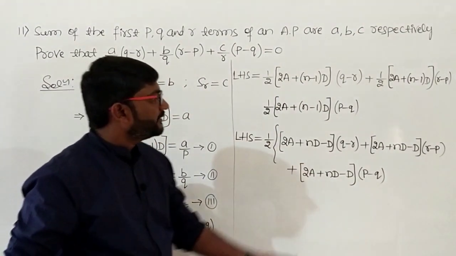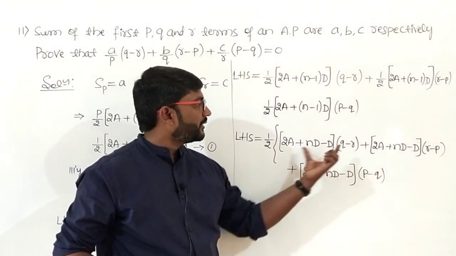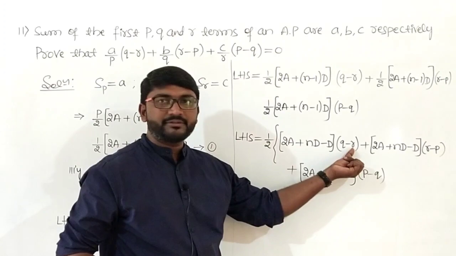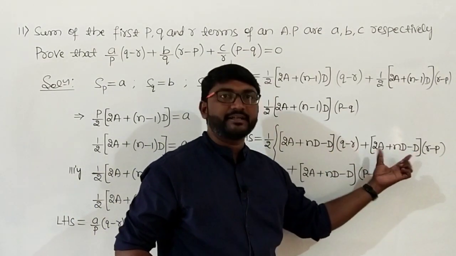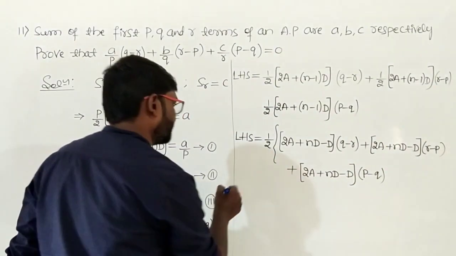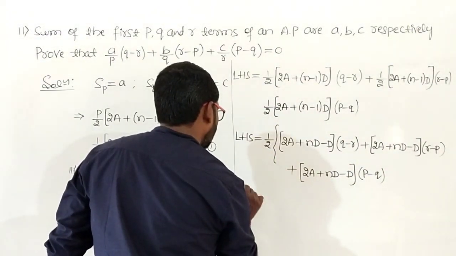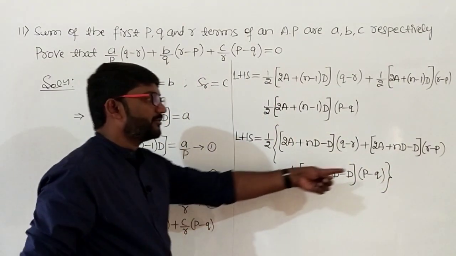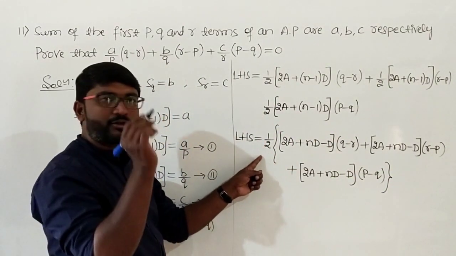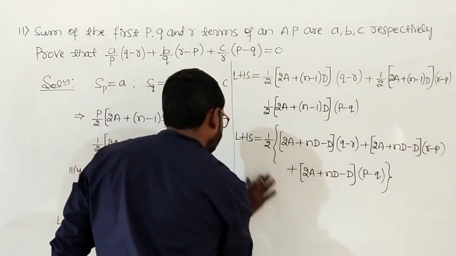So now we have to multiply q with all the three terms and minus r with all the three terms. Similarly, r with all the three terms and minus p with all the three terms. So let us do that now. LHS, which is equals to, so you have to close the main bracket, the flower bracket I am closing, because we have taken 1 by 2 common.